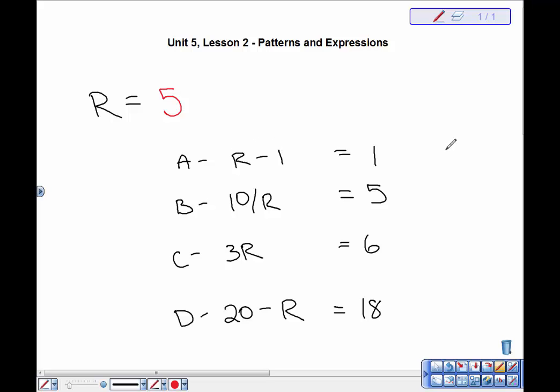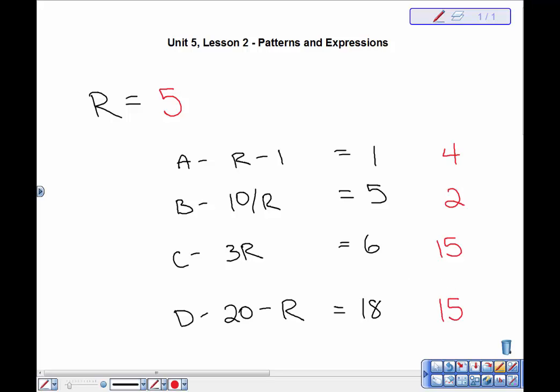5 minus 1 equals 4. If r equals 5, I'll do 10 divided by 5. 10 divided by 5 equals 2. If r equals 5, 3 times 5 equals 15. And if r equals 5, then 20 minus 5 gives me 15.